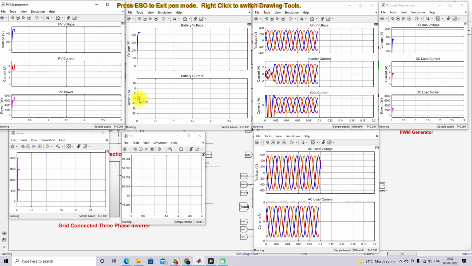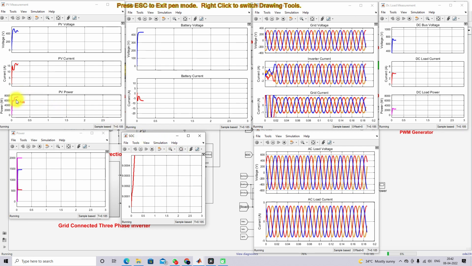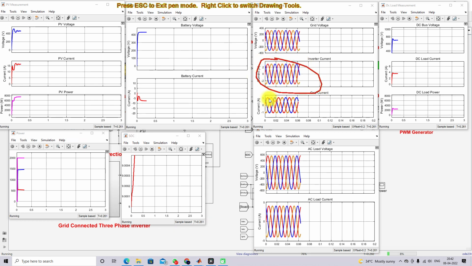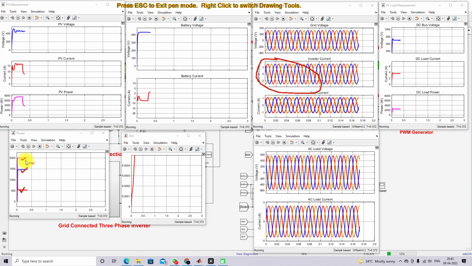Initially the battery goes for charging because the PV has power to charge, as well as to supply the DC load as well as the grid. Here you can see it is maintained at 3 peak amplitude. You can also check the power of the AC load is 2000. We are getting power from the PV, and the remaining power will be taken from the grid in order to balance the AC load.